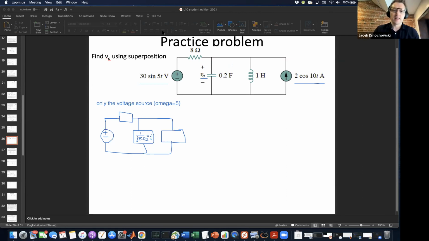Okay. And then the impedance of the inductor just becomes J5, and the impedance of the resistor is just 8. And so we need to write the battery as a phasor as well. As a phasor, this just becomes 30 angle negative 90, because it's a sine. A sine is equal to a cosine with a minus 90 phase shift. And we need to find the voltage here.